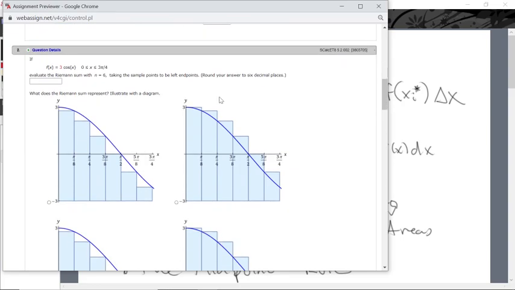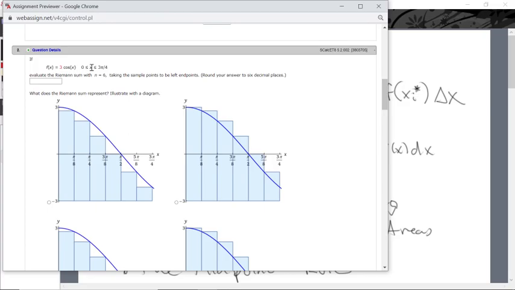And here's another one for you to do. This one says use left endpoints in order to evaluate the Riemann sum. The function here is 3 cosine x, so you're going to be evaluating the cosine at different quantities of x. It says you're going to choose n is equal to 6, so you're going to have to evaluate this 6 times.